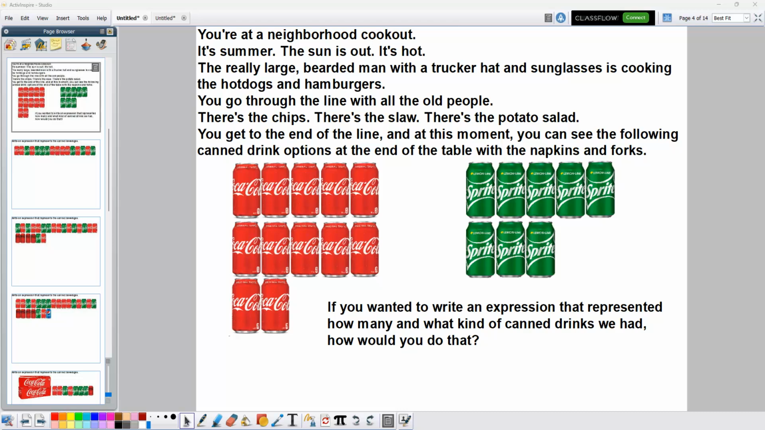If you wanted to write an expression that represented how many and what kind of canned drinks we had, how would you do that? Well, let's count up how many Cokes we got. We got 1, 2, 3, 4, 5, 6, 7, 8, 9, 10, 11, 12. So we got like 12 Cokes. And how many Sprites we got? 1, 2, 3, 4, 5, 6, 7, 8. So we could write it like 12 Cokes plus 8 Sprites.